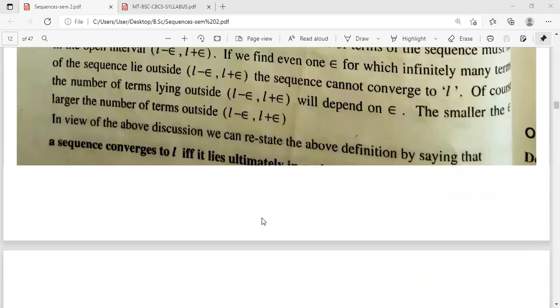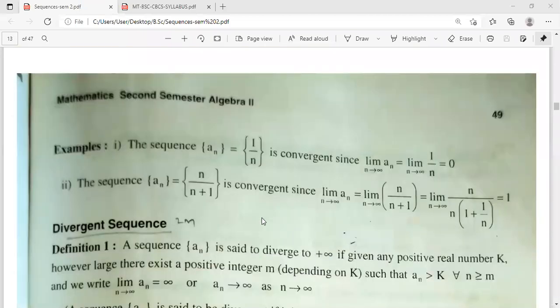Now we will move to the next one, some examples. The sequence a_n equal to 1 by n is convergent. Why is it convergent? Compare with the sequence notation: a_n equal to 1 by n is the nth term of the sequence. Based on the nth term only we are going to find out the convergence of the sequence. Limit a_n as n tends to infinity: you have to replace n by infinity, 1 by infinity equal to 0.